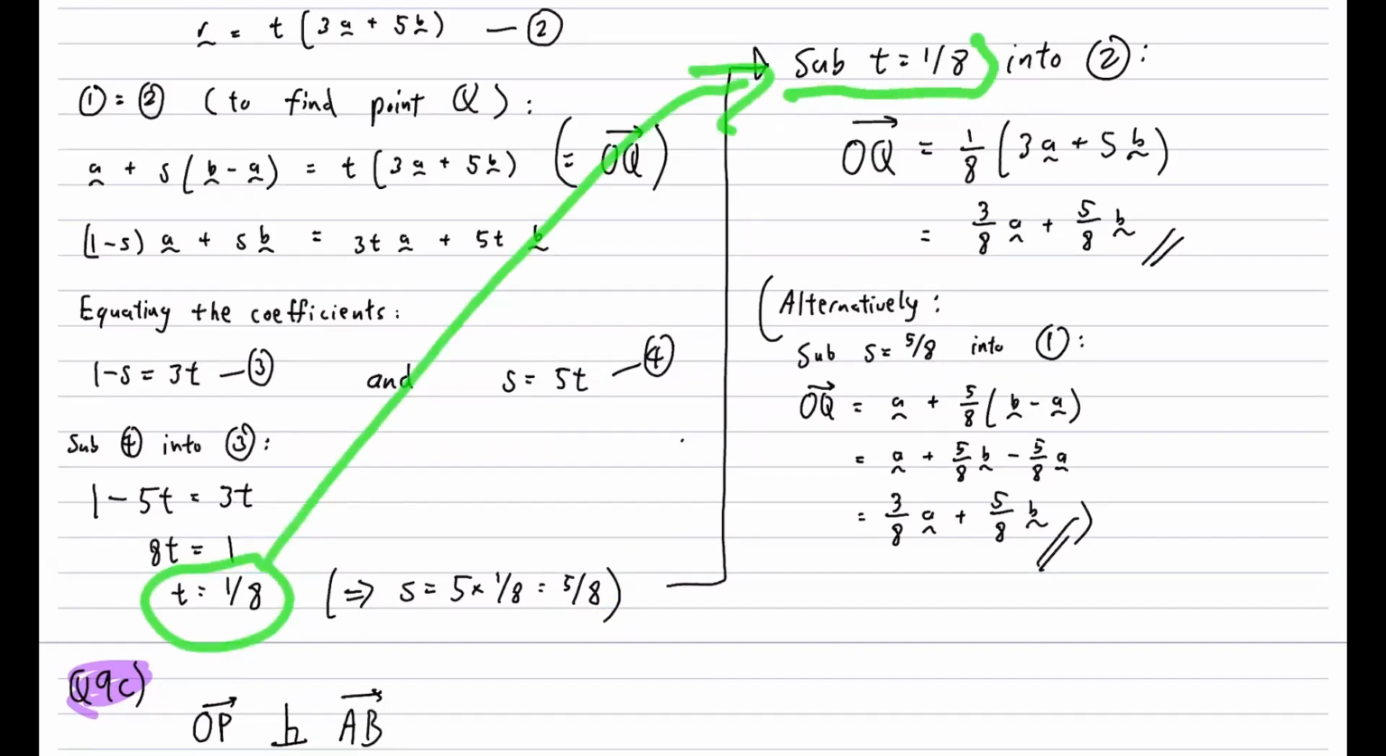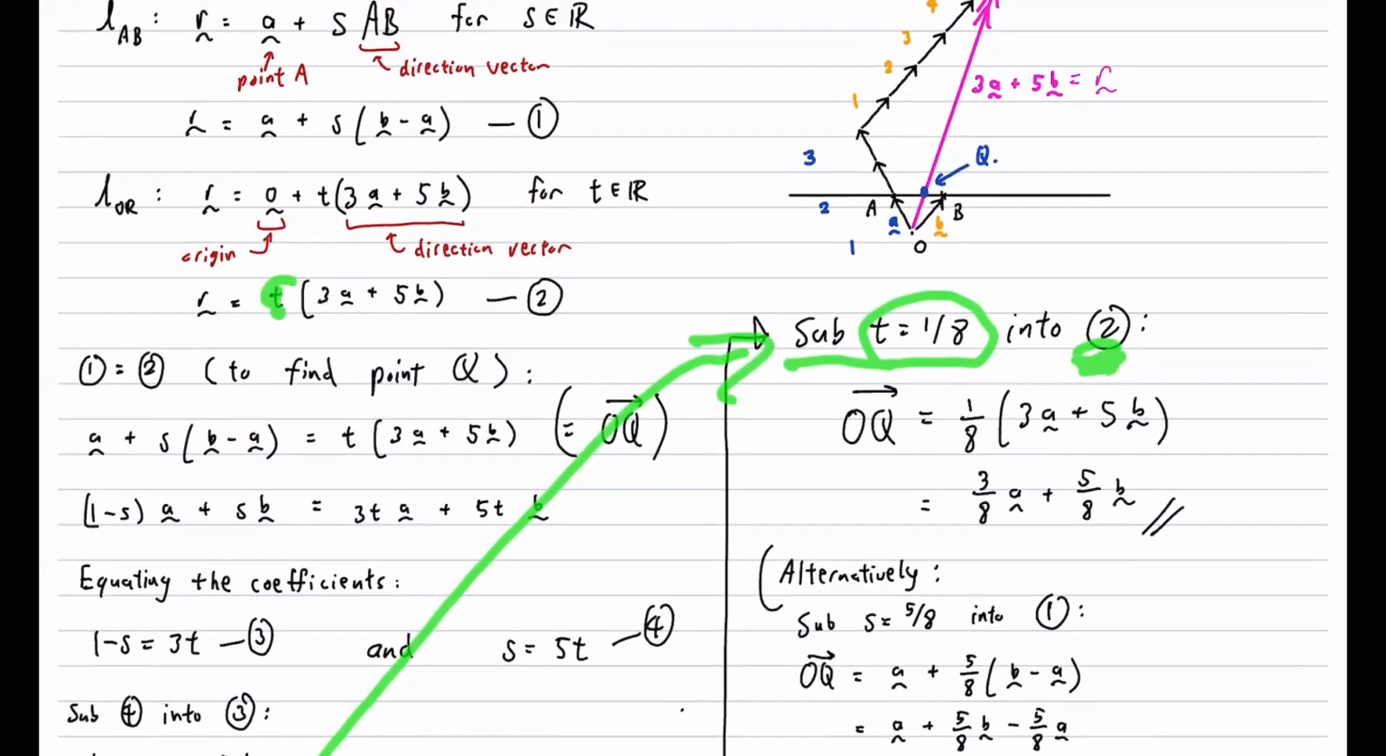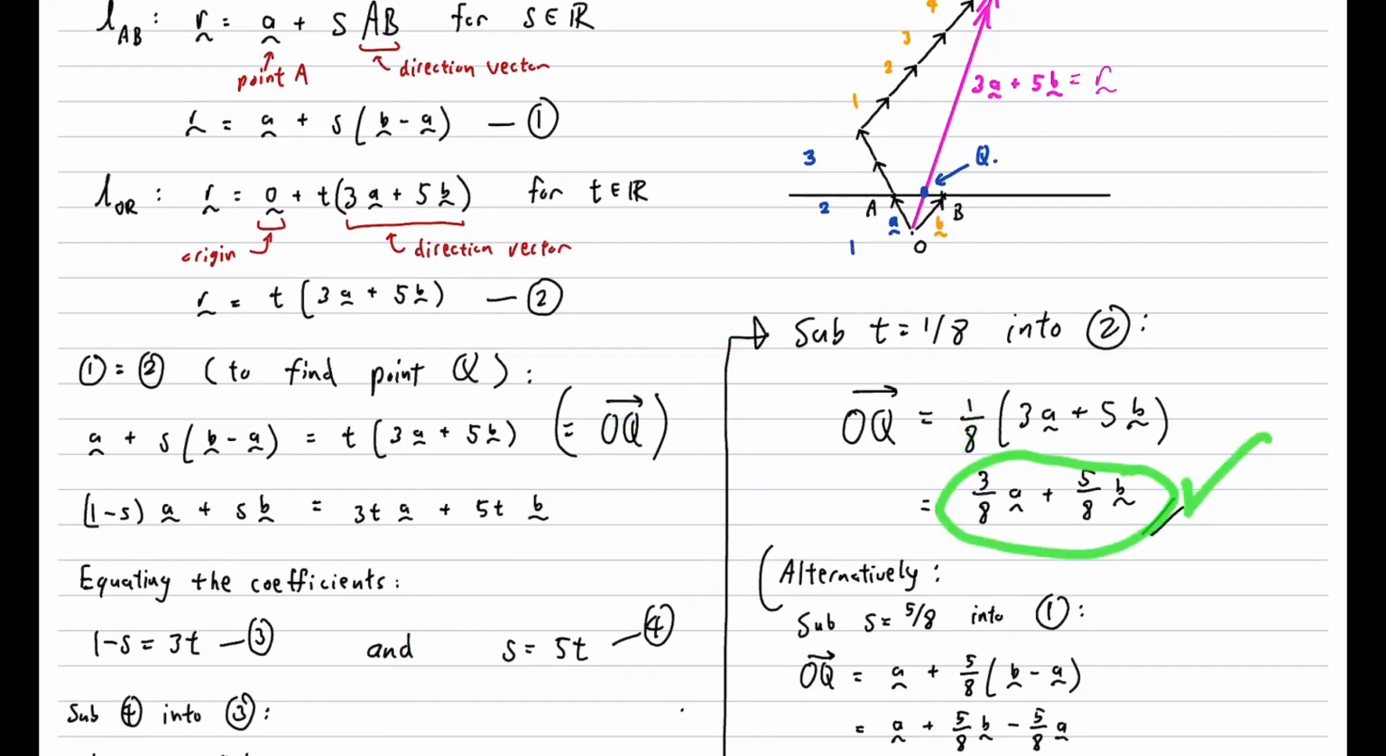I substitute t equals 1 over 8 into, I don't know, equation 1 or 2, doesn't matter. I just pick equation 2 arbitrarily because I see t here. Okay, so that means I'll get 1 over 8 multiplied by 3a plus 5b. Simplify, I get 3 over 8a plus 5b, and that is my answer.